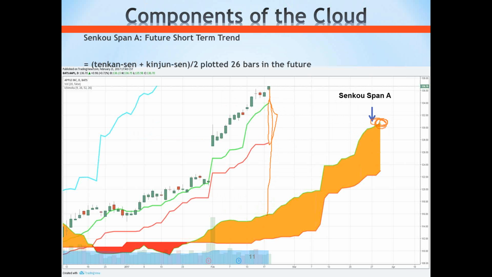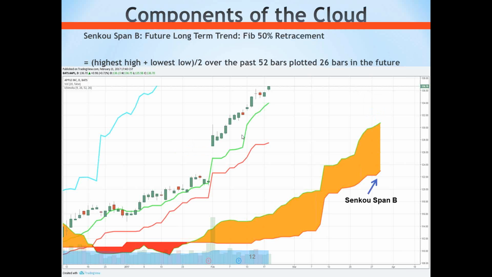Thank you. So what this forms is one of the bounds of the cloud, right? And when the Senkou span A is on top, it shows us that the cloud is upward sloping. The second bound of the cloud, the Senkou span B, is calculated by taking the highest high and lowest low, dividing it over 52 bars back, and then plotting it 26 bars forward. So this line has the most data in it. It uses the longest period moving average to create this point on the chart.